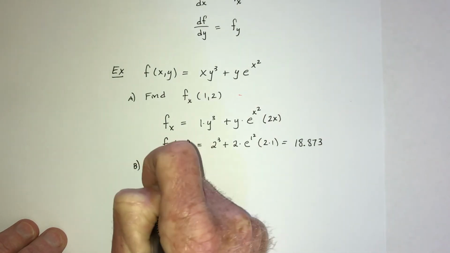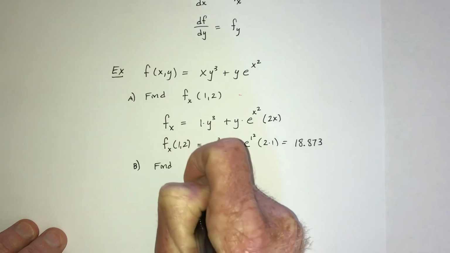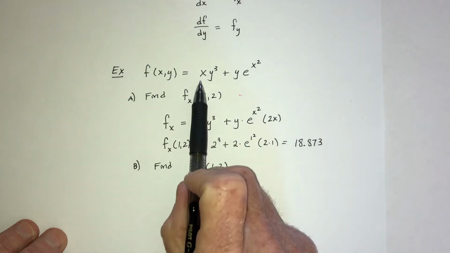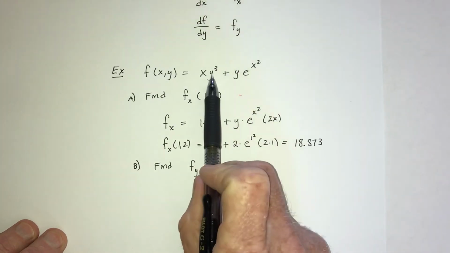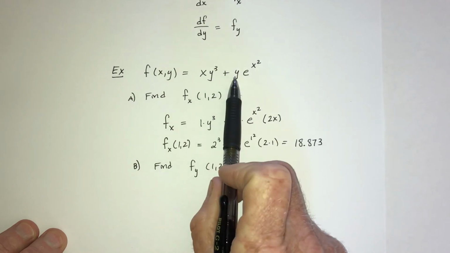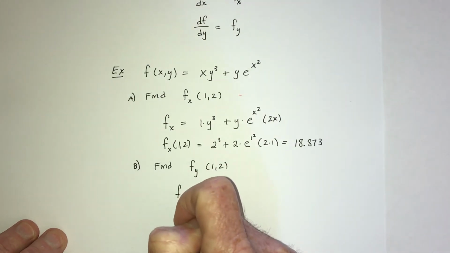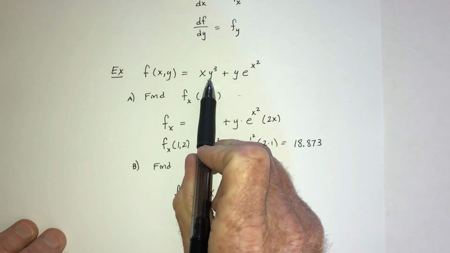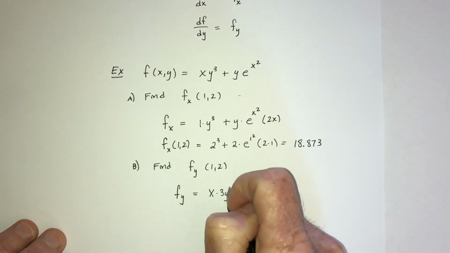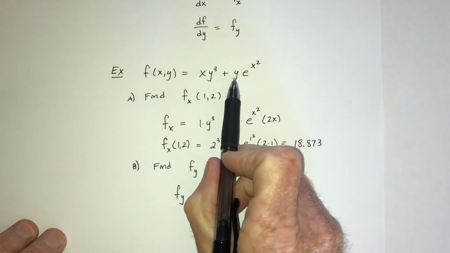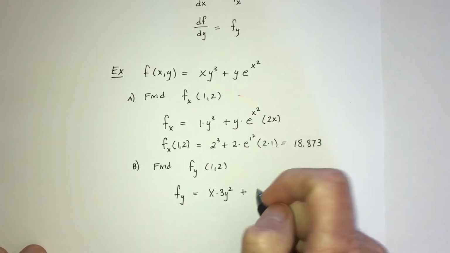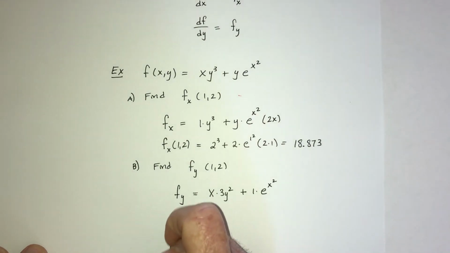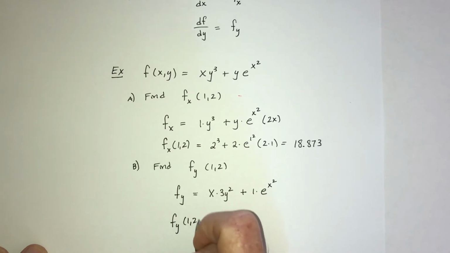Then for part B, find the derivative with respect to y at the same point. So now the x's are going to be considered constants. So I'm just taking the derivative of this, and then I'll take the derivative of this. So the derivative with respect to y will be the x just sits there, and now take the derivative of this y cubed. So that's 3y squared. And then the derivative of this y is going to be a 1. And then e to the x squared just stays there. And now plug in the 1 and the 2.